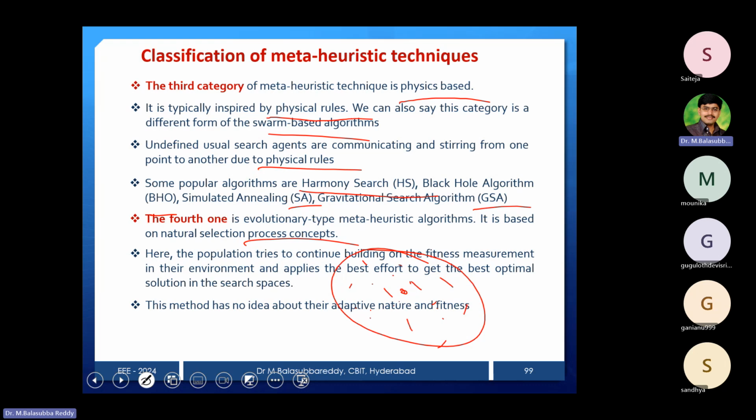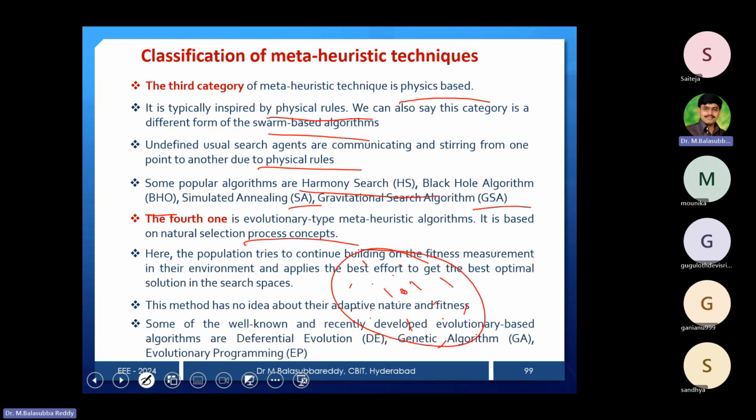This method has no idea about their adaptive nature and fitness, but some recently developed evolution-based algorithms you can see are the differential evolution algorithm, genetic algorithm, and evolutionary programming. So these are what you can call evolutionary algorithms.